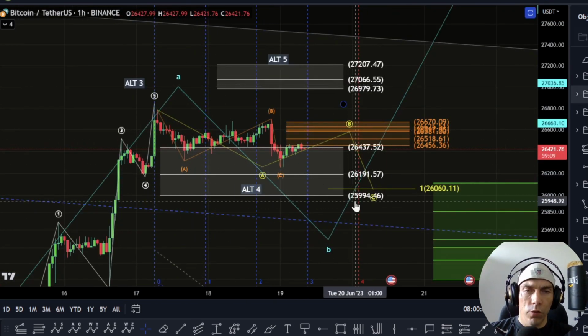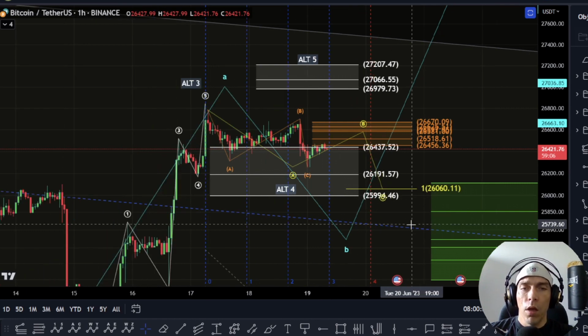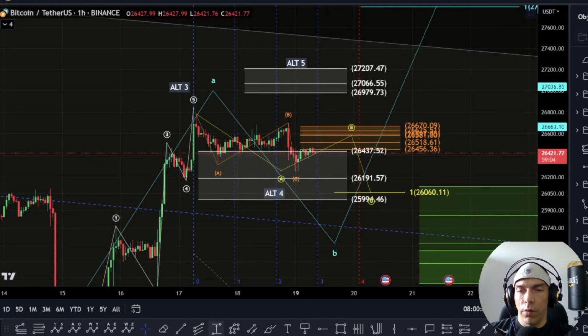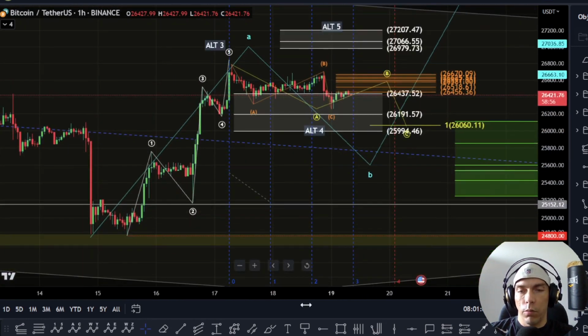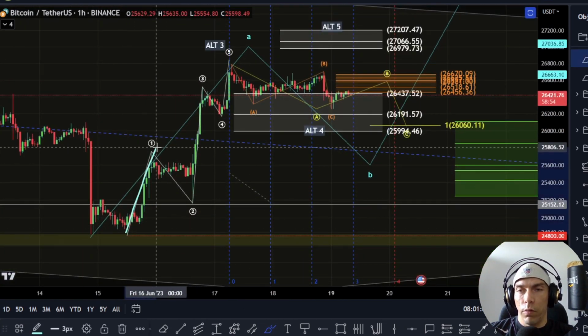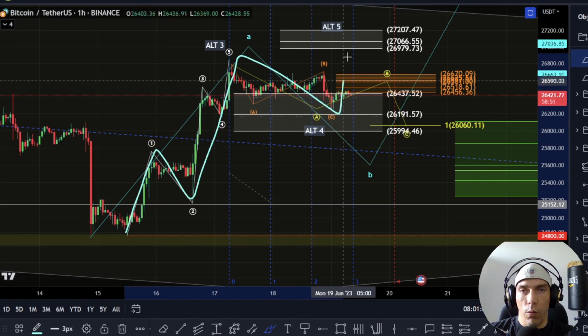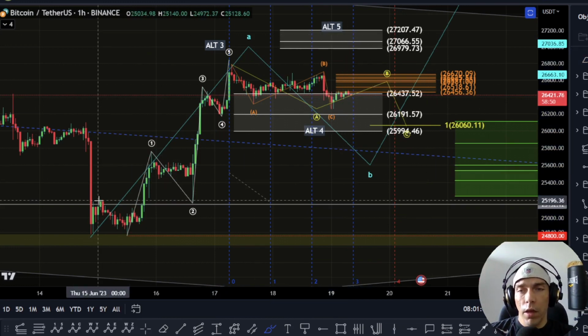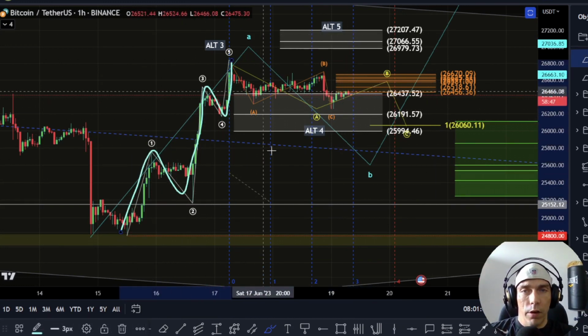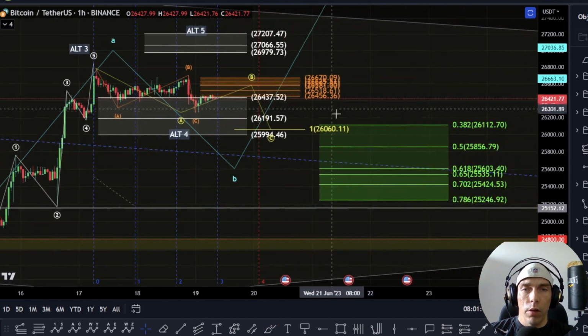For as long as we hold this 25,994, what we could actually see here is price could still see another leg to the downside here. So as long as we hold this 4th wave area, it is possible that we could argue that within this count, this move is 1, 2, 3, this is a 4, and then this is a 5. Alternatively, we argue that this is 1, 2, 3, 4, 5 completed, and we could be looking for this B wave.